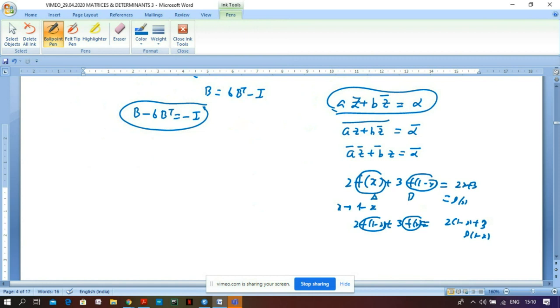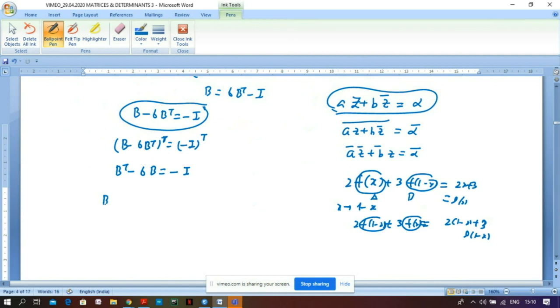Similarly, B minus 6B transpose equals minus I. What I'll do is derive from it another equation by some operation. What comes to your mind? Should I take transpose? Yes, that's the answer. If I take transpose, B minus 6B transpose becomes B transpose minus 6B, and negative I transpose. The equation is different. I transpose is I, so I get B transpose minus 6B is negative of I. Now my job is to just eliminate any one of them.